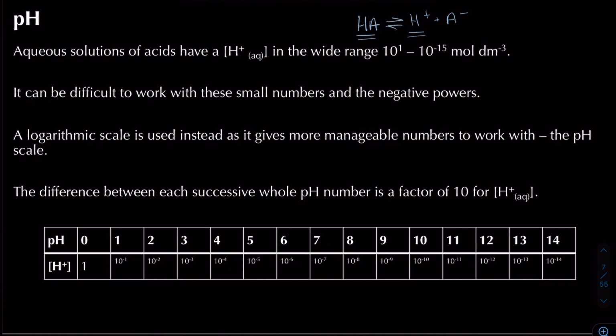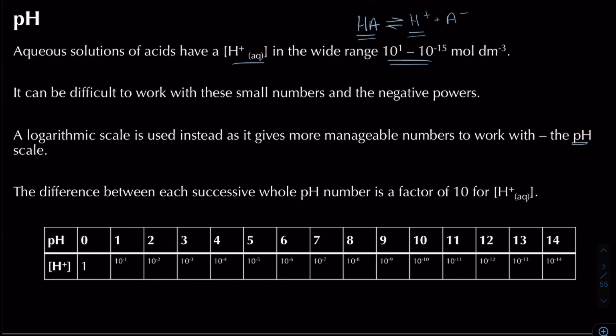Now, if we were to look at the concentration of H plus itself, because the numbers are so varied and so large, and we end up with negative powers, it's quite hard and difficult to manage these numbers in calculations and when expressing ideas in chemistry itself, right? So what we can do is use the logarithmic scale instead, which gives more manageable numbers to work with, and we already know this as pH itself, right?